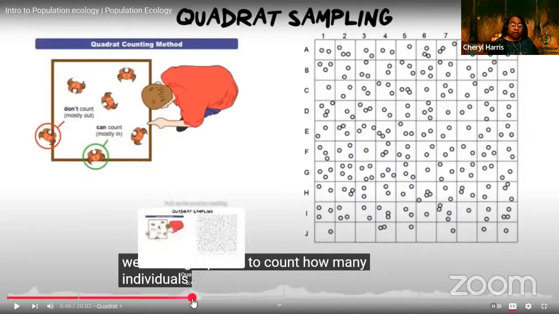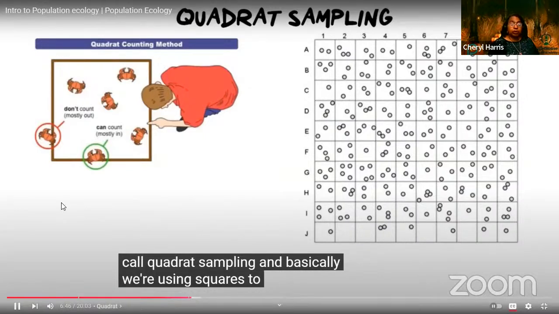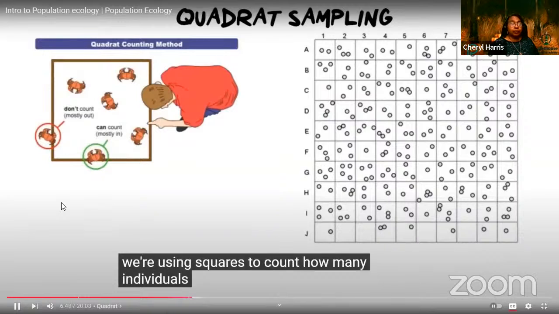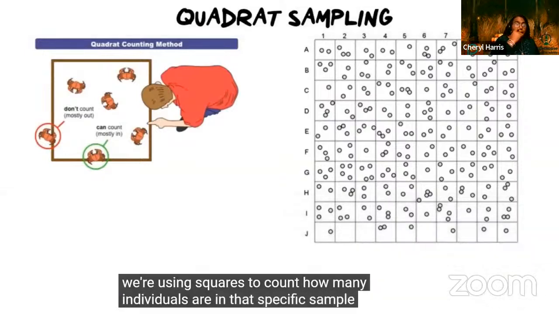And hopefully I didn't go past where she starts talking. To count how many individuals are in that specific sample area.